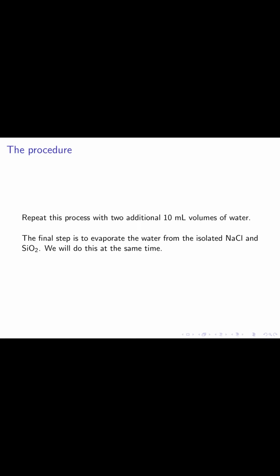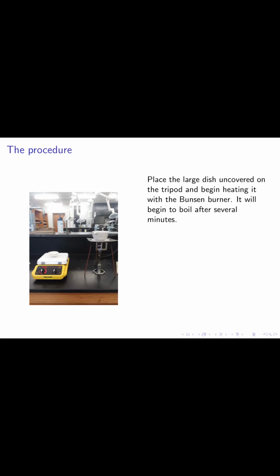The final step is to evaporate the water from the isolated sodium chloride and silicon dioxide. We will accomplish this at the same time. First, place the large dish with the sodium chloride solution on the tripod and begin heating it uncovered with the Bunsen burner. After several minutes, it will begin to boil. Next, set the hot plate to 350 degrees Celsius and place the small evaporating dish with the wet silicon dioxide onto it.